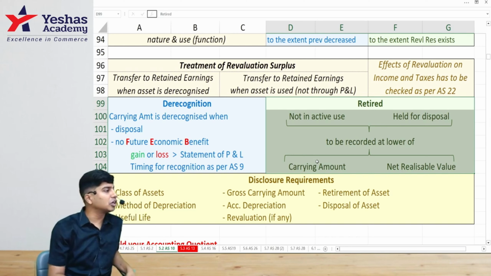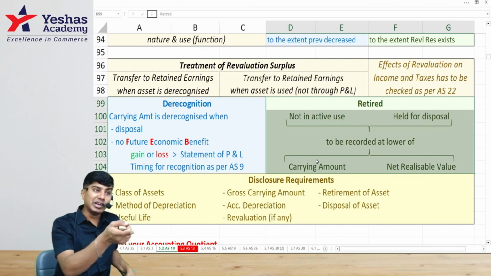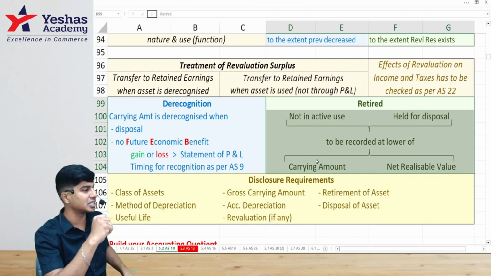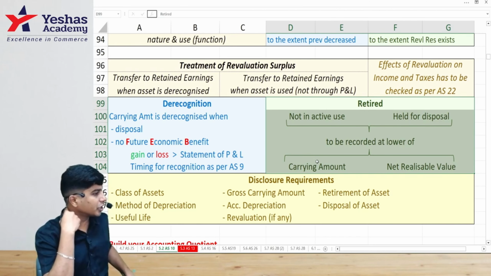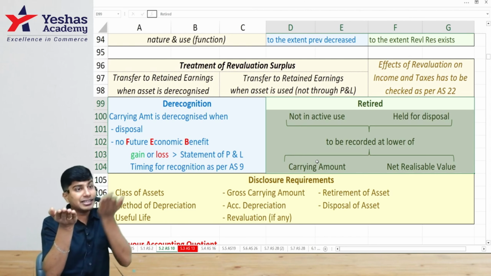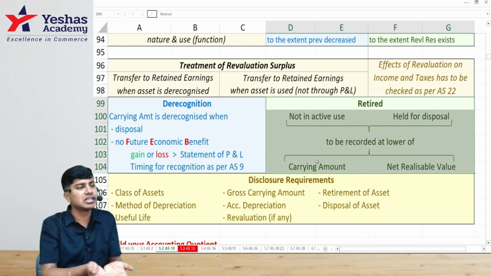If the asset is retired, it is no longer giving us future economic benefit, then I no longer have to apply the historical cost model for it. I will value it like inventory, like a current asset, like how you value current investments in AS 13. I'll no longer record it at historical cost. I'll record it at the carrying amount or at the net realizable value, whichever is less.